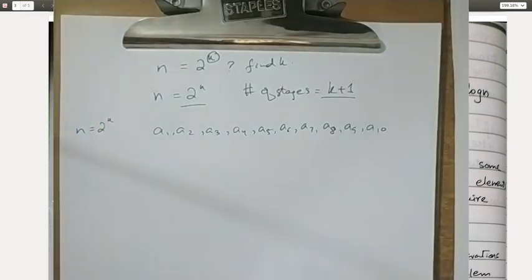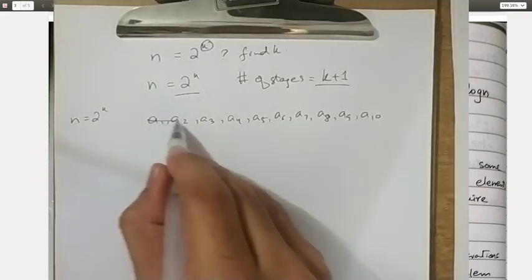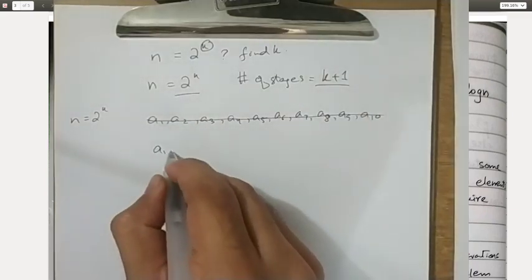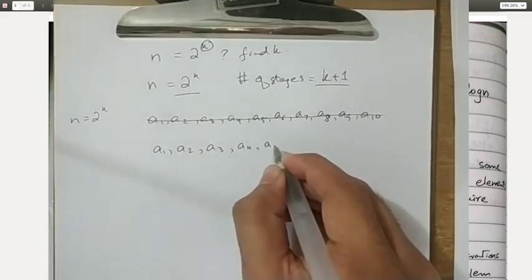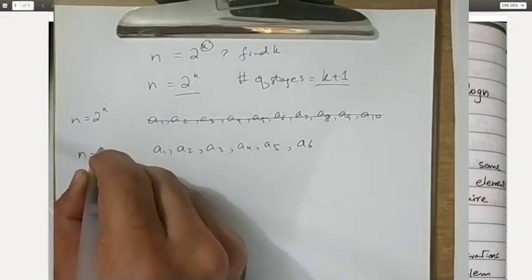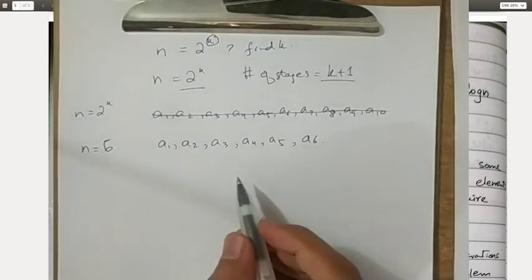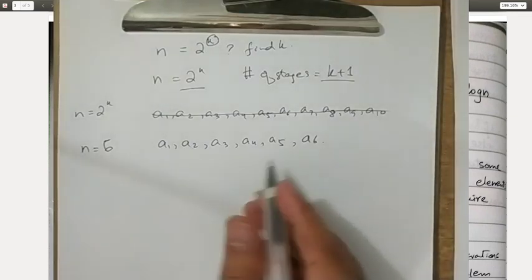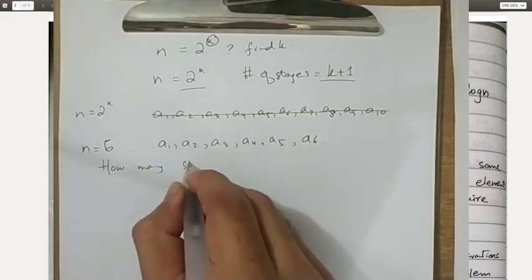Okay. Actually, let's just consider not 10 elements, let's consider A1 to A6, A3, A4, A5, A6. N is now 6, which is not a power of 2. And so let's consider what happens when I try to halve this. Let's see how many stages do we get.